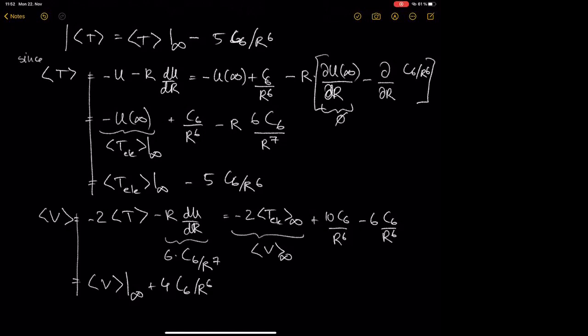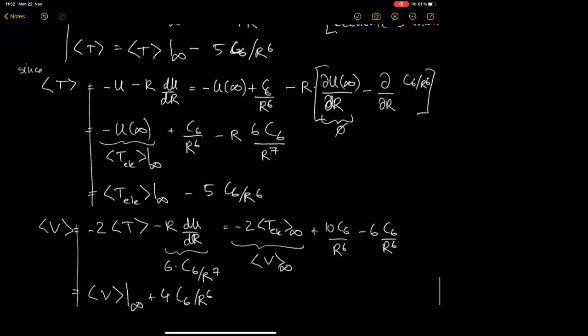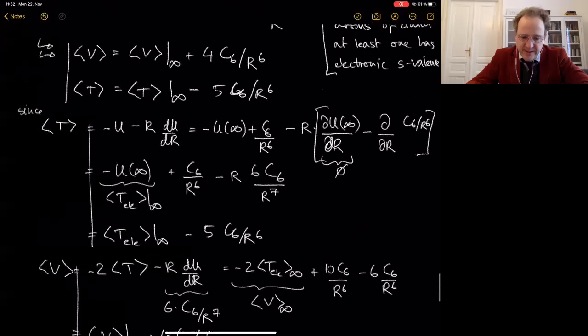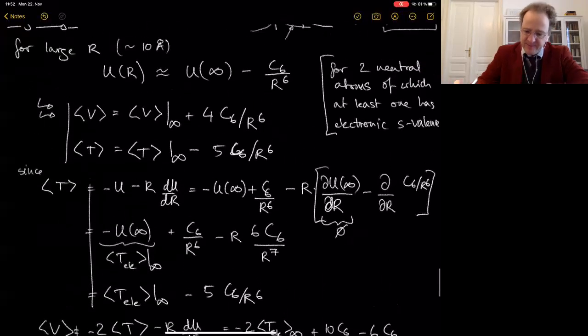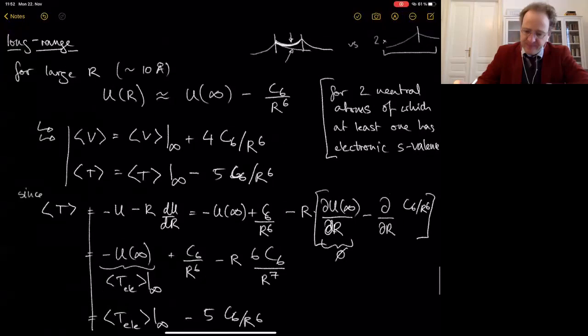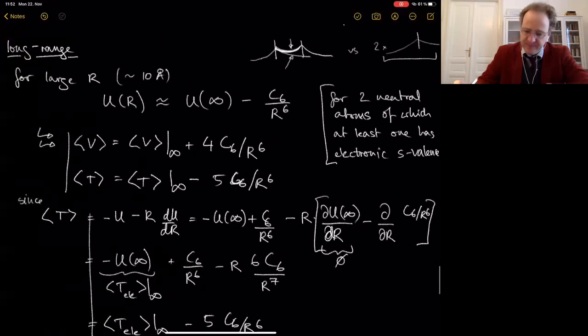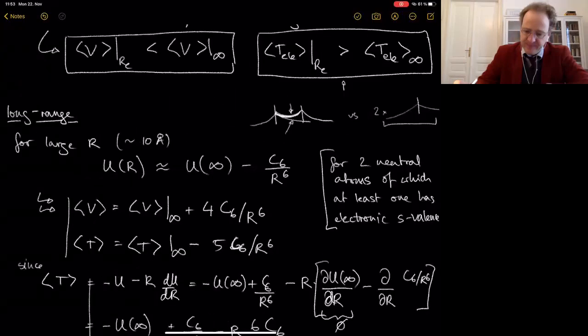I'm sorry, could you repeat again where this factor comes from? This C6 over R6. This is from Fritz London. Okay.